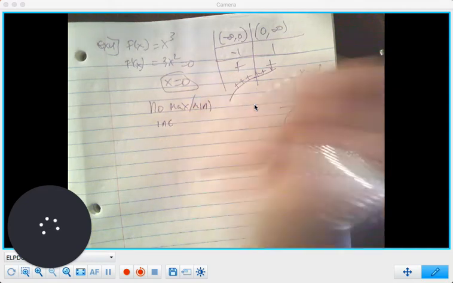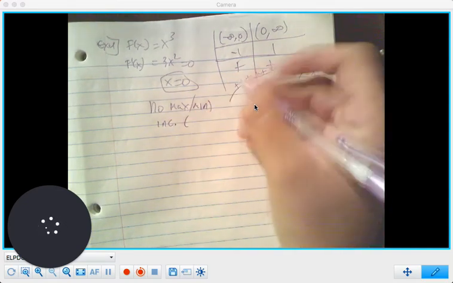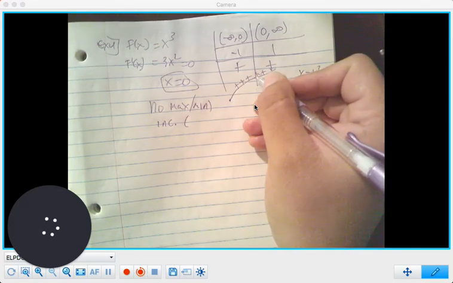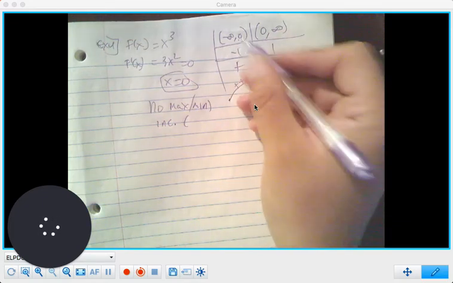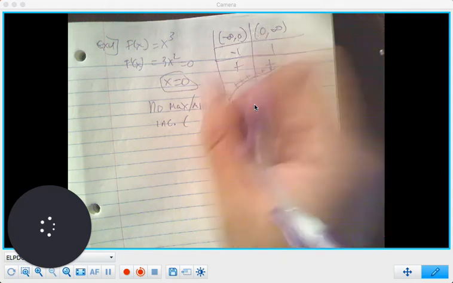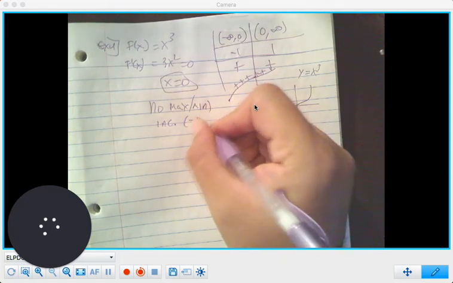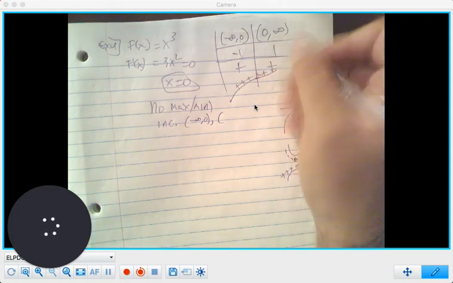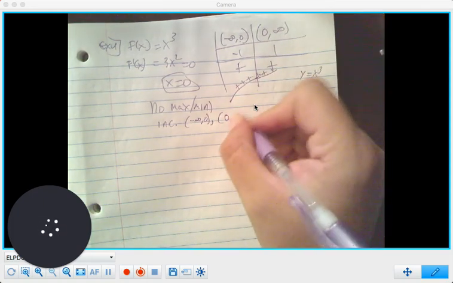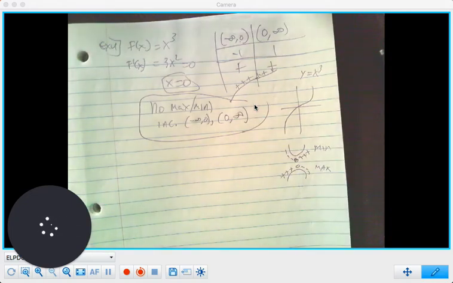Oh, this is a good example. Look, increasing from negative infinity to 0. You always have to put the interval because your interval stops at 0. We're going to put negative infinity to 0, comma, and then 0 to infinity. Okay, so this is our answer.